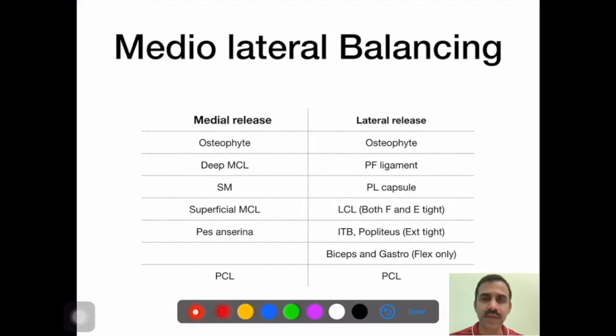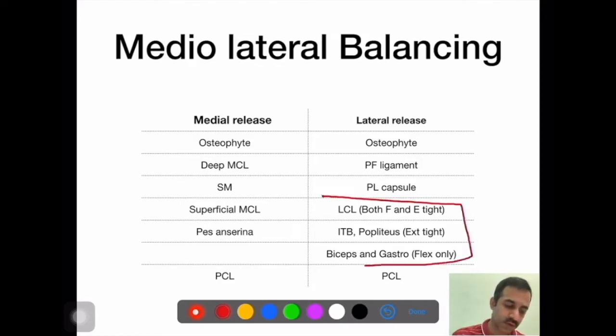The lateral release starts with osteophytes, the patellofemoral ligament, posterolateral capsule, and we have to know this. That is, LCL release will affect both flexion and extension tightness. ITB and popliteus affect the extension tightness only. Biceps and gastrocnemius affect the flexion tightness only.